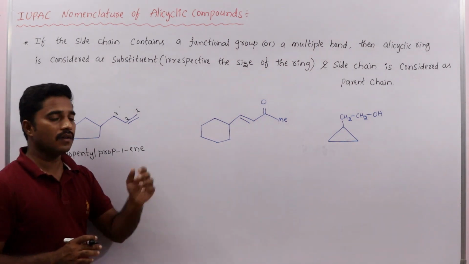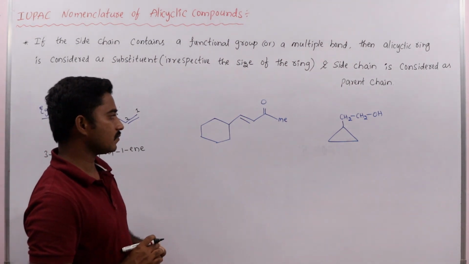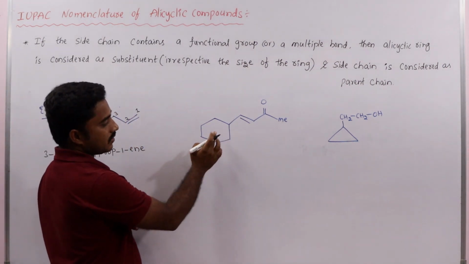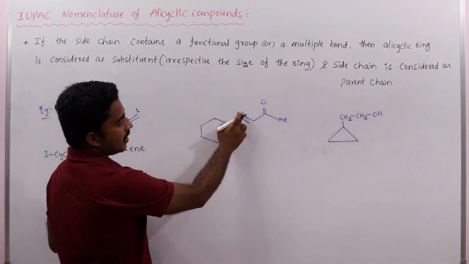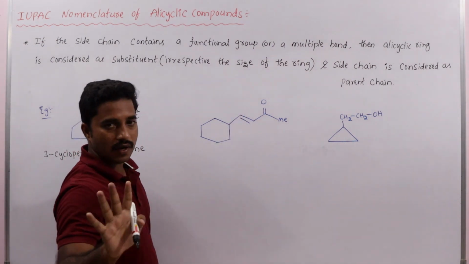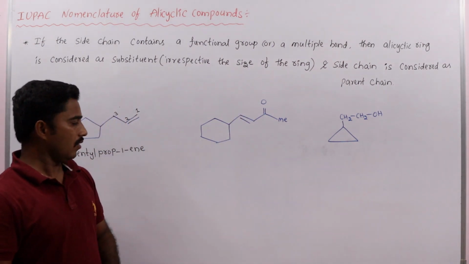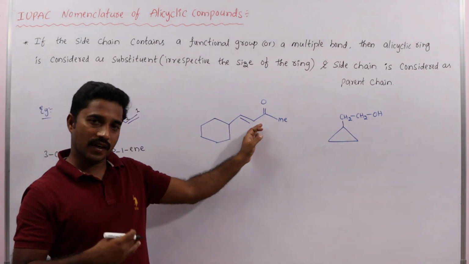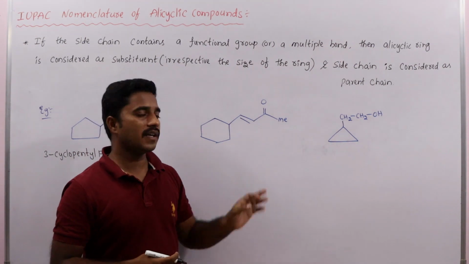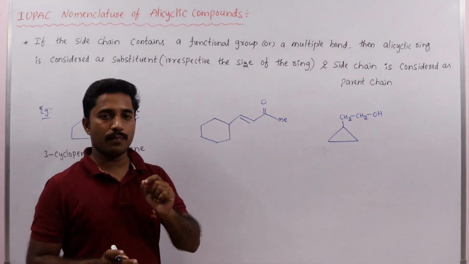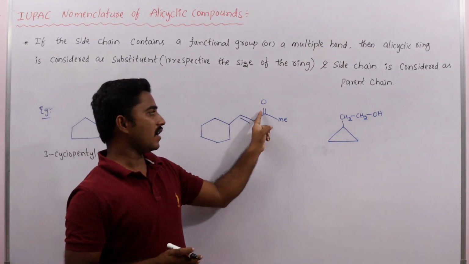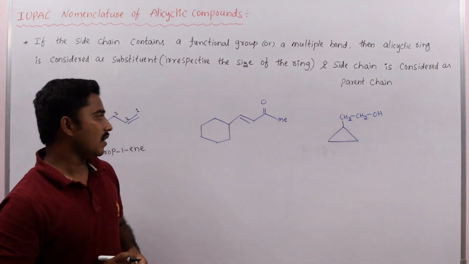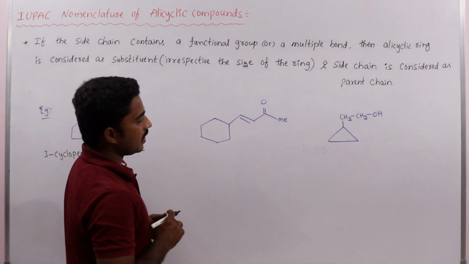So let us see the name of this molecule. Here Me means methyl. Here the ring contains 6 carbons and the side chain contains 1, 2, 3, 4, only 4 carbons. So even though the side chain contains fewer carbons than the ring, we select the side chain as the parent chain because it contains a functional group as well as a multiple bond. Here, from where should we start the numbering?